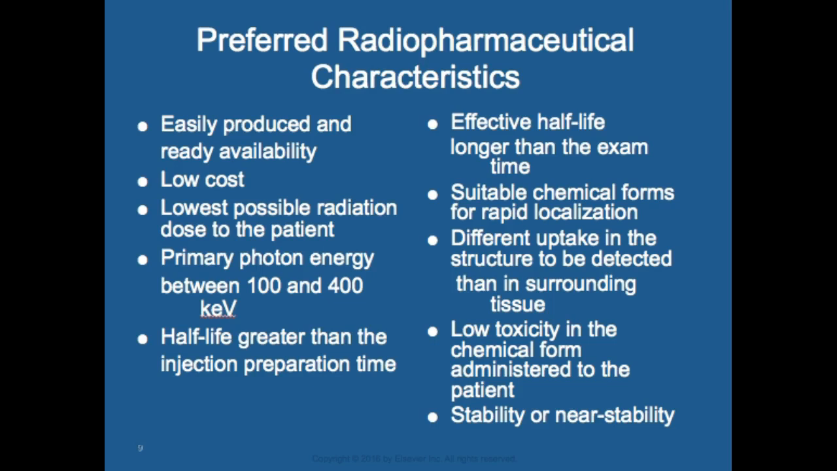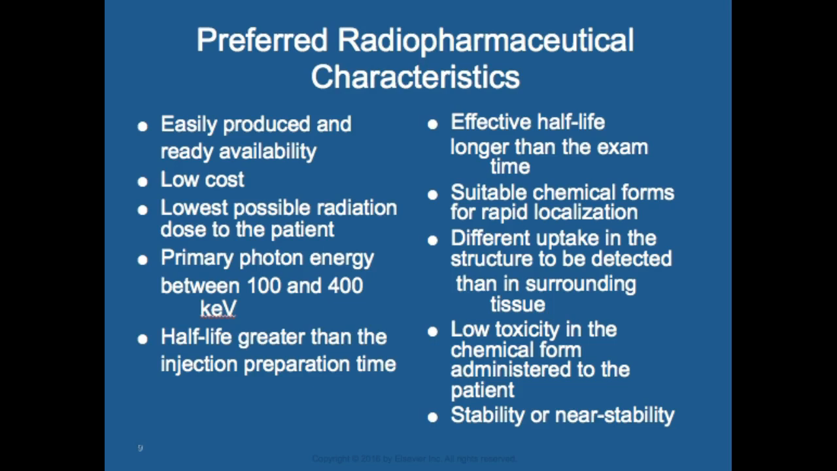So, preferred radiopharmaceutical characteristics: we want them to be easily produced and readily available. We want them to be low cost, with the lowest permissible radiation dose to the patient. Primary photon energy for them is 100 to 400 keV, and the half-life greater than the injection prep time. So, it would be bad if it's halfway gone in its radioactivity before you even inject it into the patient. So, you want an effective half-life that is longer than the exam time, so your exam ends still within your half-life.